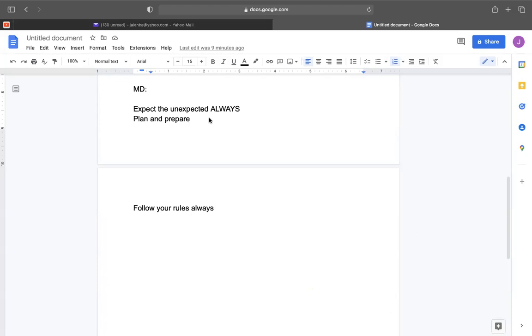So for homework tonight, we're about to go into some more stuff, but for homework tonight, I want you guys to set not actual trading strategy rules, but maintaining discipline rules, at least 3 of them. So my rules are, like I just said, expect the unexpected, right? Plan and prepare, and follow these rules, right?